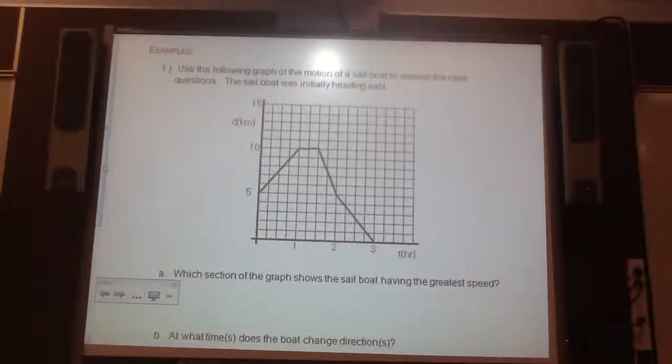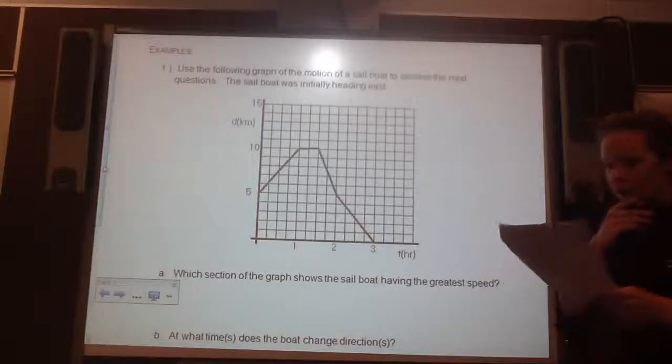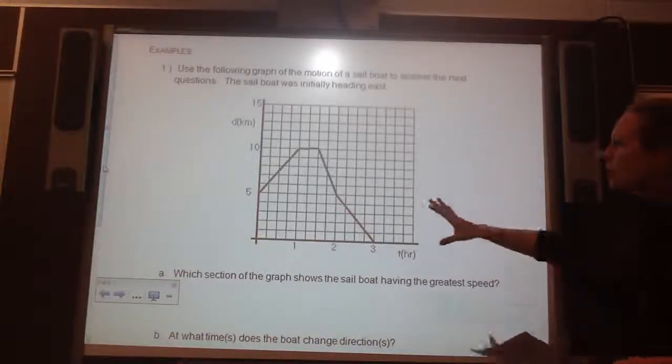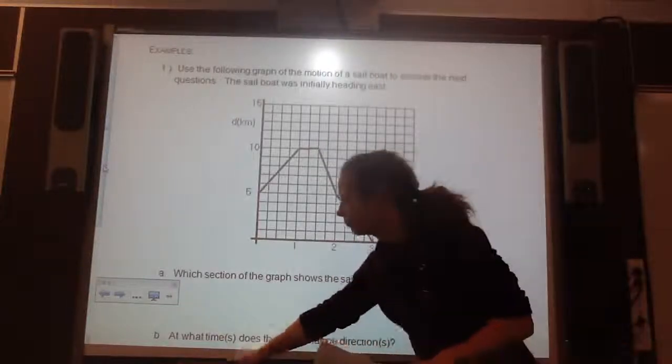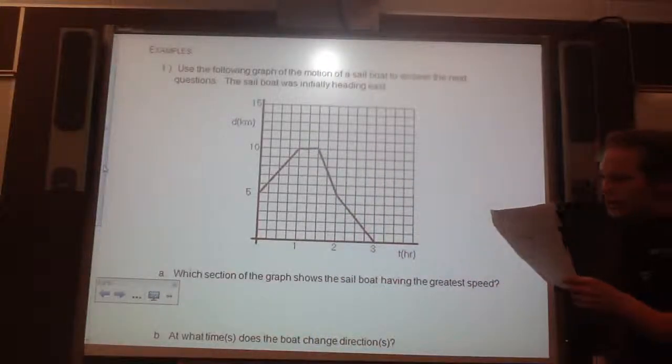Okay, use the following graph of the motion of a sailboat to answer the next questions. The sailboat was initially heading east. Okay? Okay, initially going east. All right, so let's just kind of interpret the graph together before we look at the questions. So, it's going east.